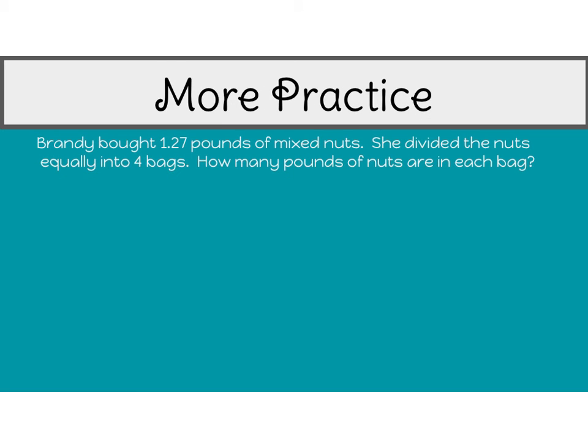Okay, so we're going to take our decimal knowledge now and apply it to some real-world problems, some word problems. Let's take a look at the example that I have here for you to practice. Brandy bought 1 27/100 pounds of mixed nuts. She divided the nuts equally into 4 bags. How many pounds of nuts are in each bag? The first thing that I want you to do is, of course, write a number model with an unknown. So go ahead and pause your video and see if you can work out the problem.